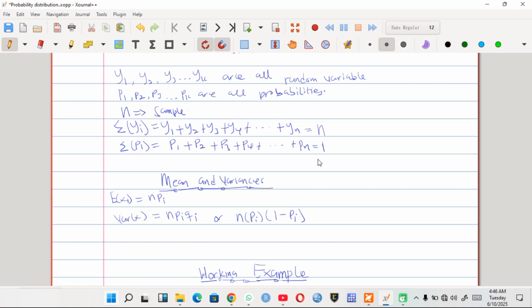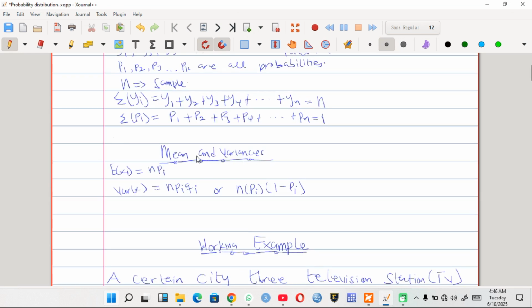And then we have the mean and variance for the multinomial distribution. The mean for the multinomial distribution is n times pi. And the variance for the multinomial distribution is n times pi times qi. So the pi that we see there is what?